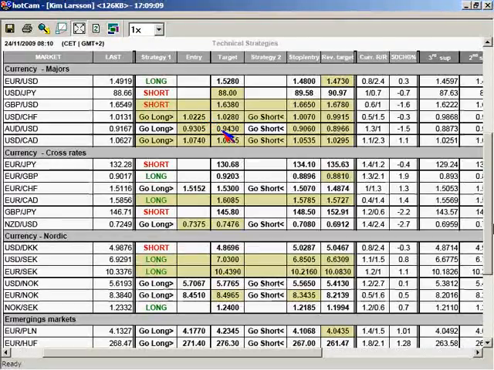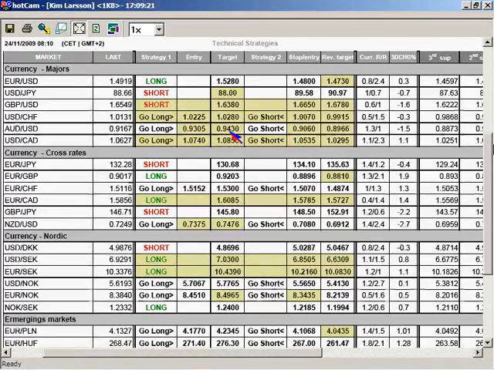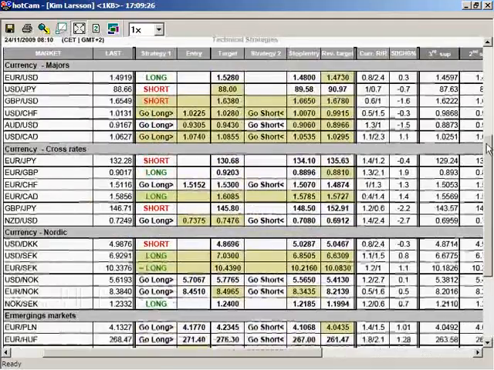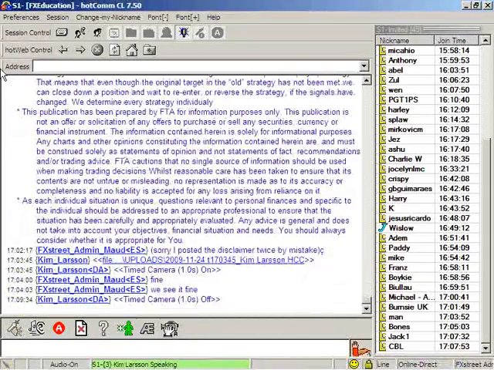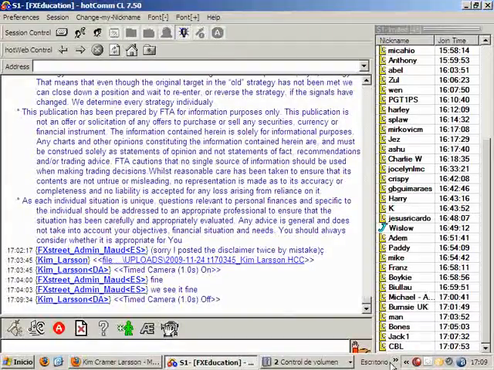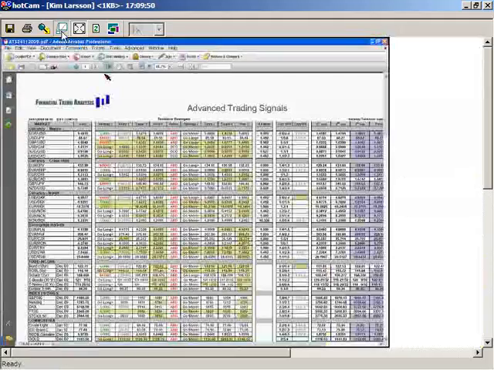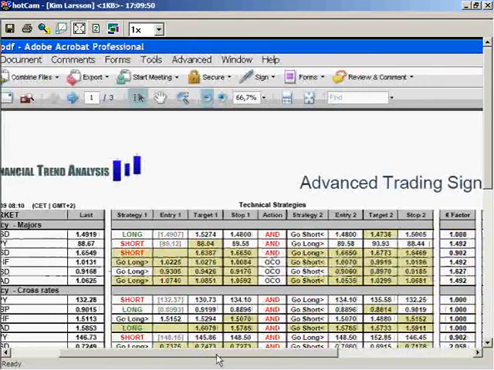There are some stops, of course, hidden behind these numbers. But unfortunately, we do not publish them on FX Street. You have to be clients to see them. I can briefly show it to you, what it looks like. Now you should be able to see the advanced trading signals. Hope it's clear now.